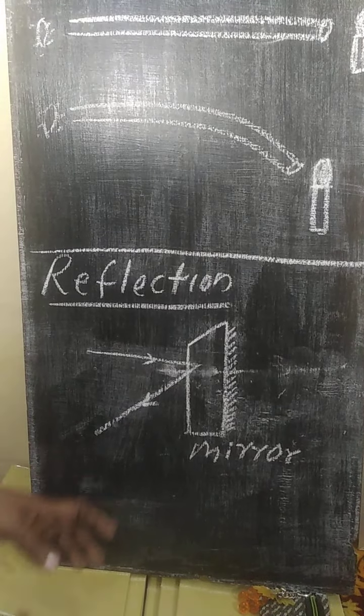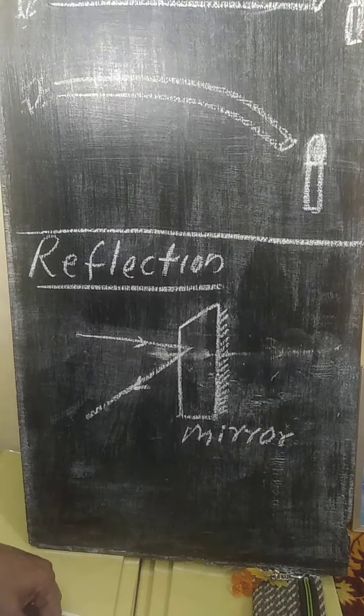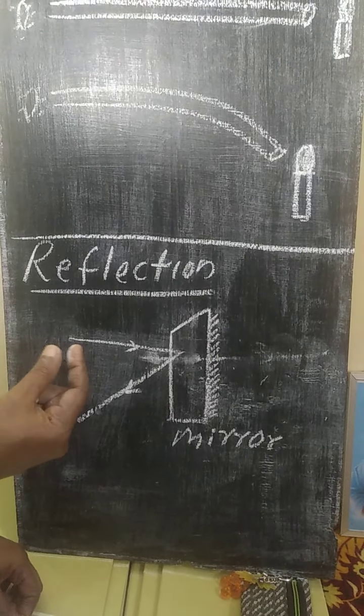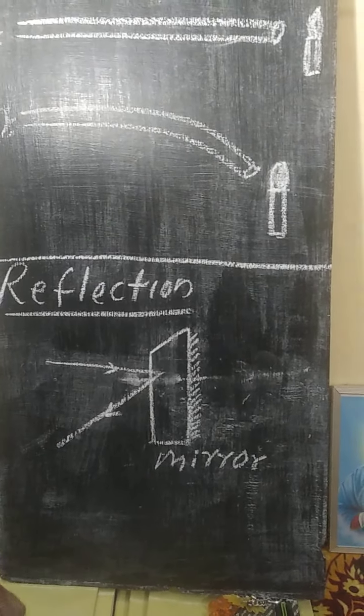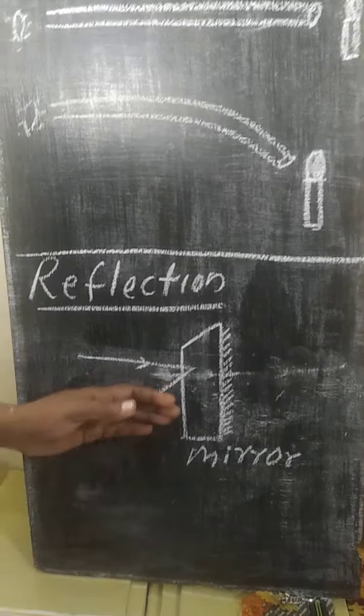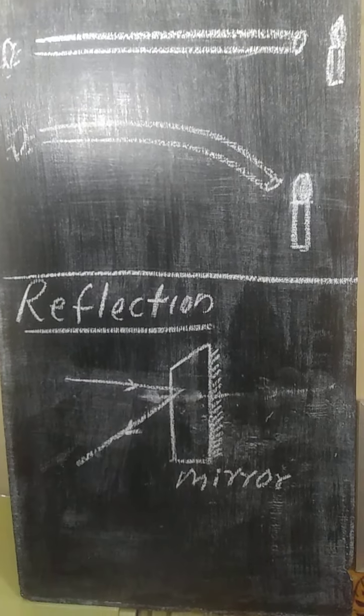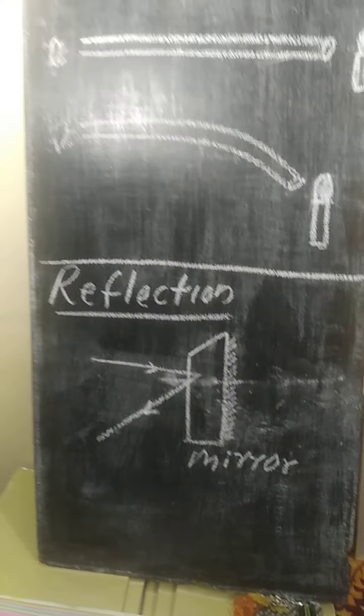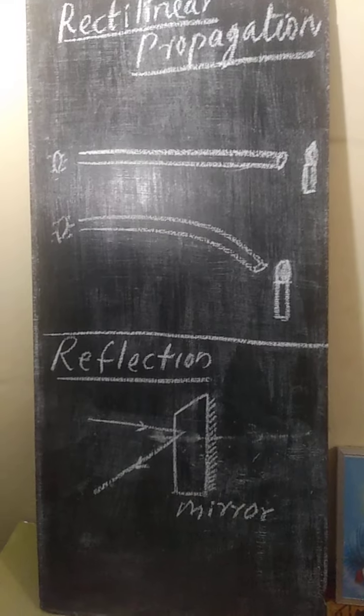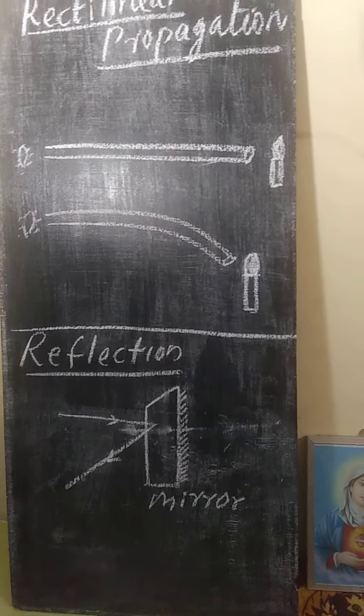Okay, so next I will show you two activities. We completed the lesson, and with the help of one or two small activities, I will make you more clear about reflection, and what is the action of a mirror and what is the action of an opaque object placed in the path of a light.